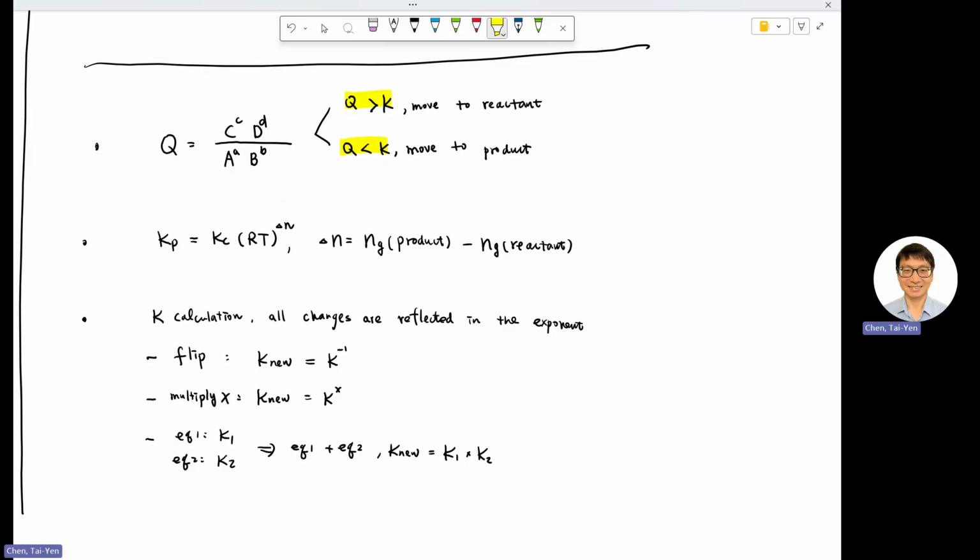And then depending on whether you use gas or solution to calculate your equilibrium constant K, okay? These two are interconvertible using this equation, okay? So Kp is equal to Kc times (RT) to the delta n power, okay? So the delta n can be calculated by the gas molecule sum on the product side minus the gas molecule sum on the reactant side, okay?